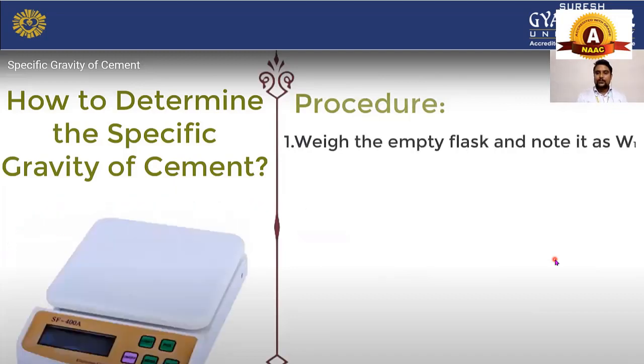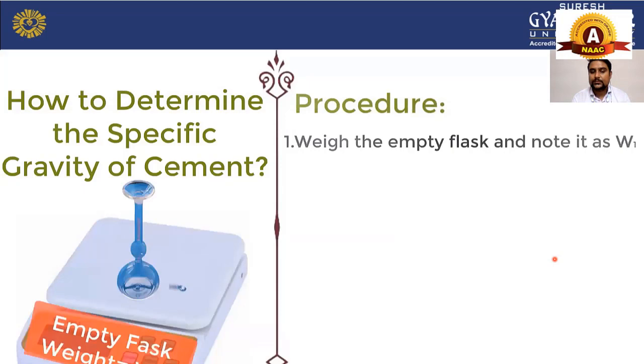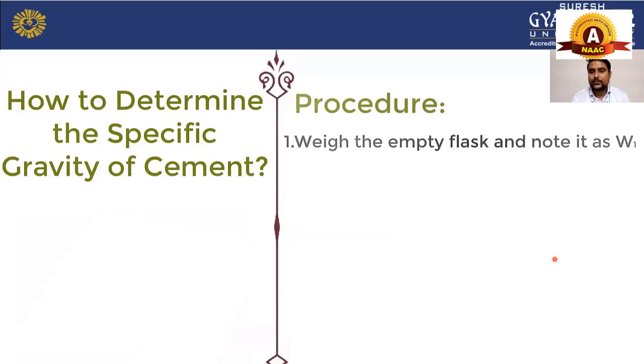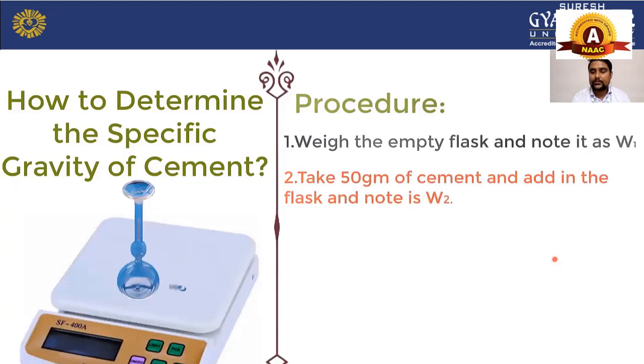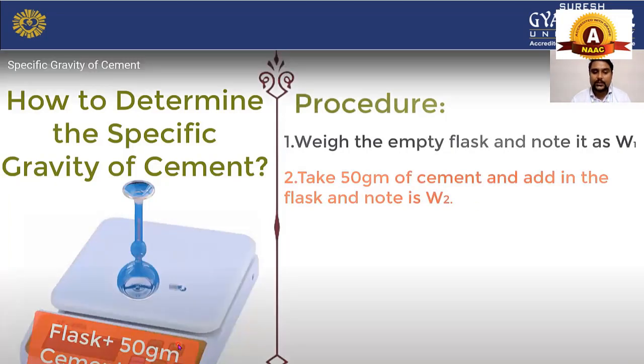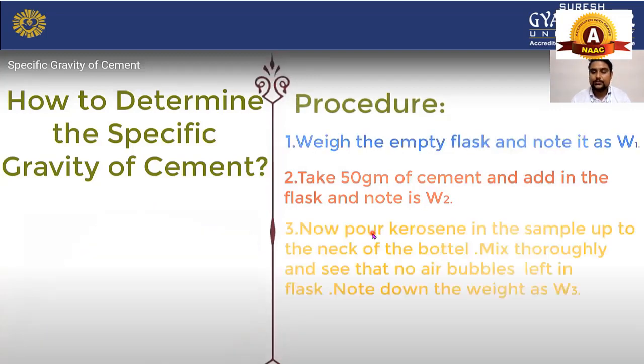First, what you have to do? First, we have to weigh the empty flask and note it as W1. After that, we have to take 50 gram of cement or soil and add it into the flask. And note on your left side, this is your flask plus 50 gram of cement.